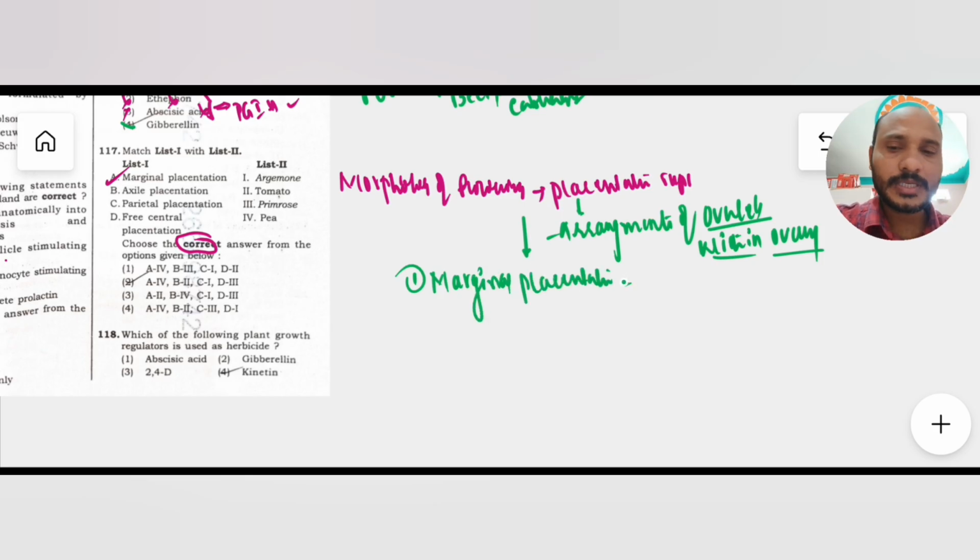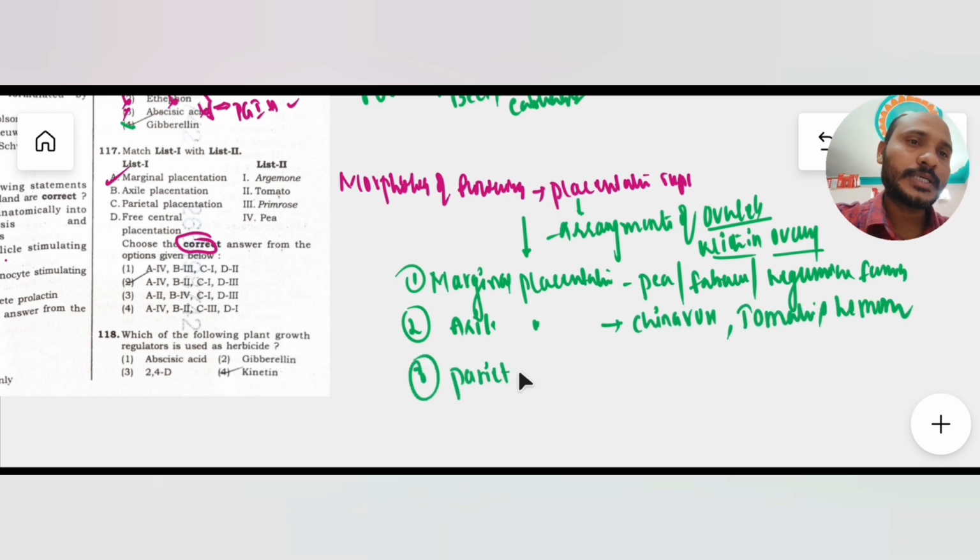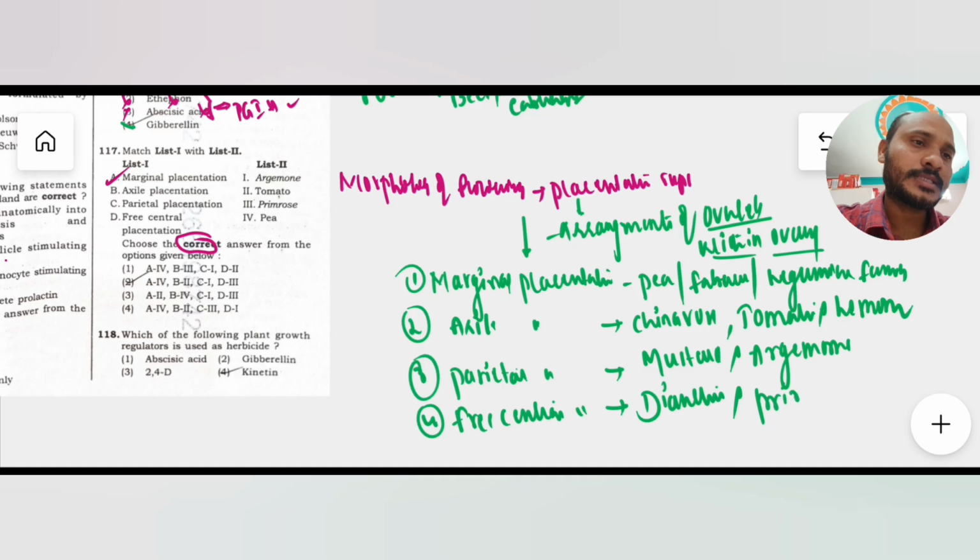Marginal placentation is generally seen in Fabaceae plants, like the pea plant, or Leguminosae family plants. The second is axial placentation, seen in China rose, tomato and lemon. The third is parietal placentation, seen in mustard and argemone. And the last is central placentation, seen in dianthus and primrose.